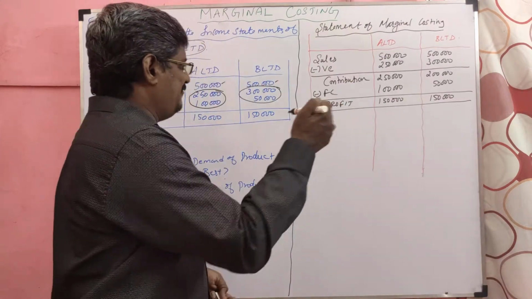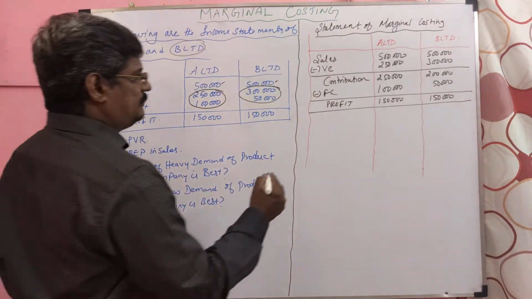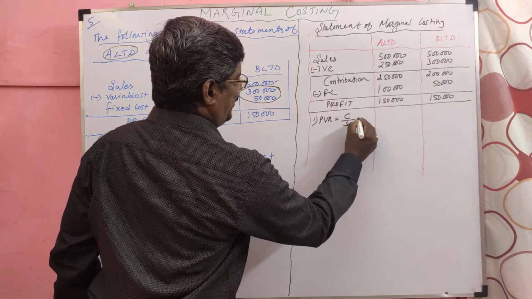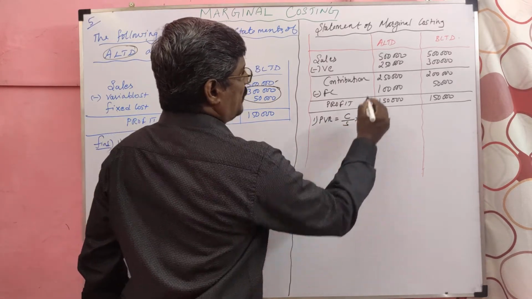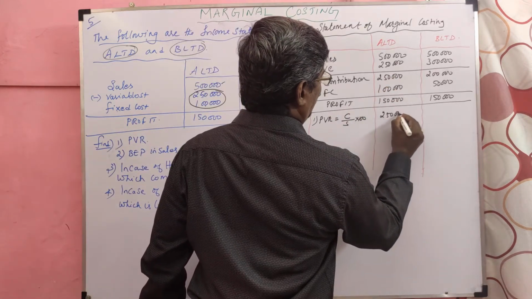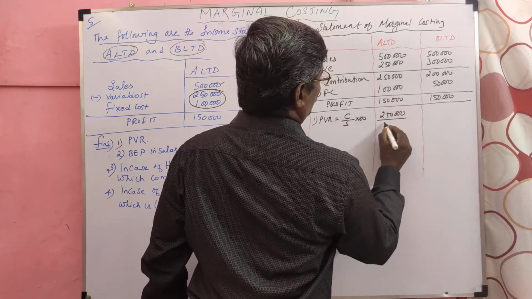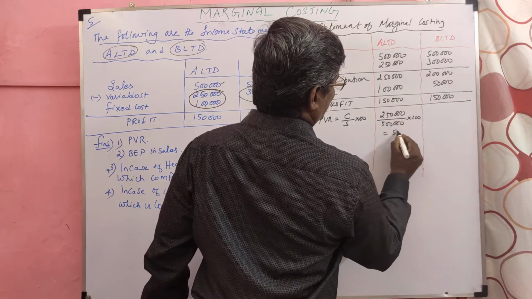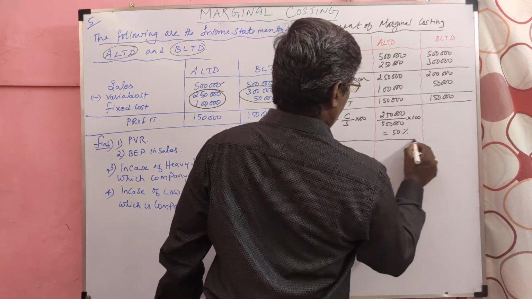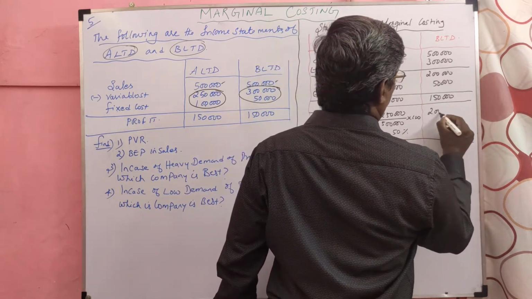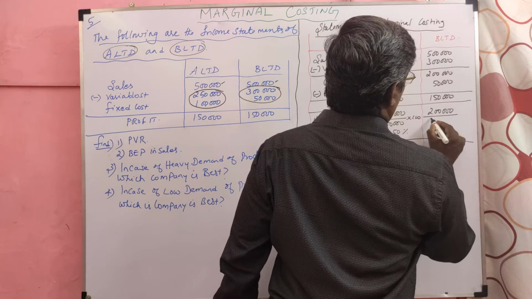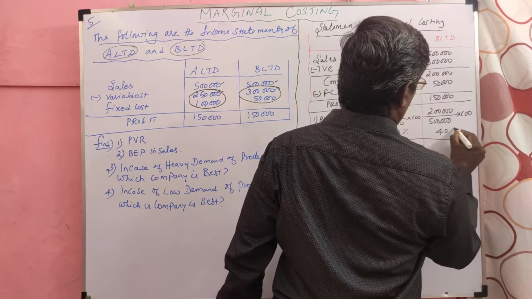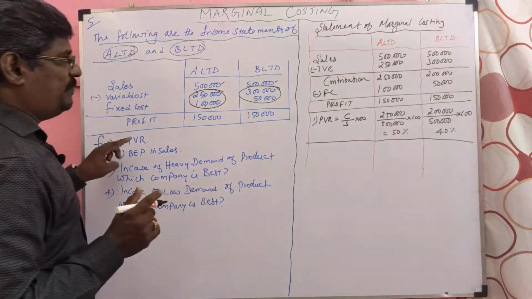Let me see the problem. Case number 1: they are asking PVR. What is the formula? Contribution divided by sales into 100. Contribution 2,50,000, sales 5 lakh, into 100. So our answer is 50%. For B Limited, contribution 2 lakh, sales 5 lakh, into 100. Answer is 40%. So in question number 1, we ascertained PVR.